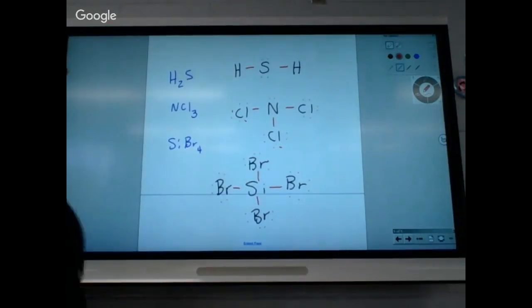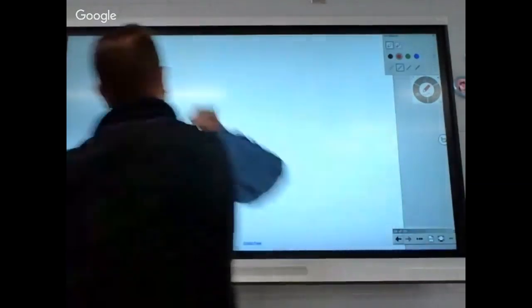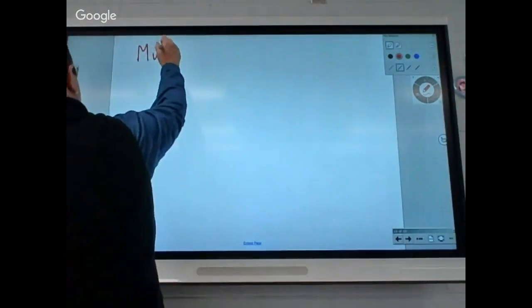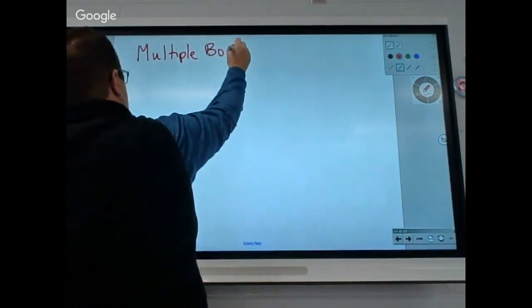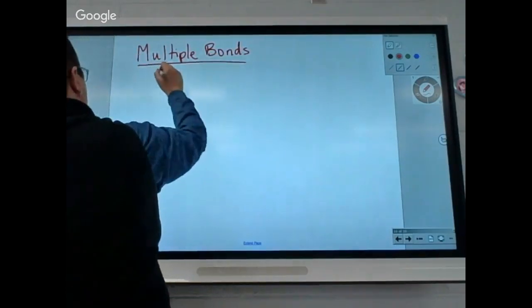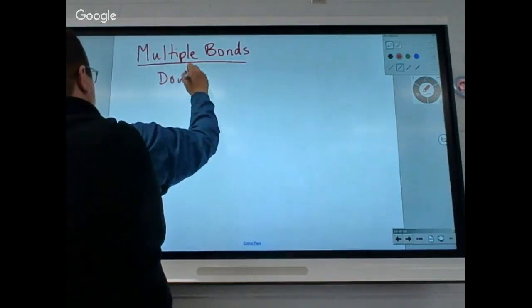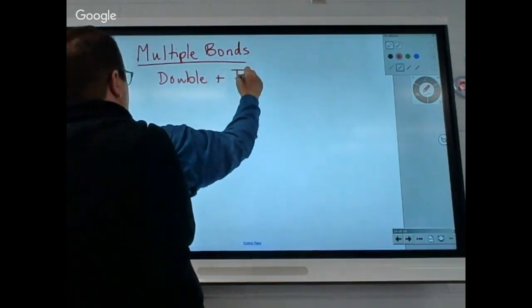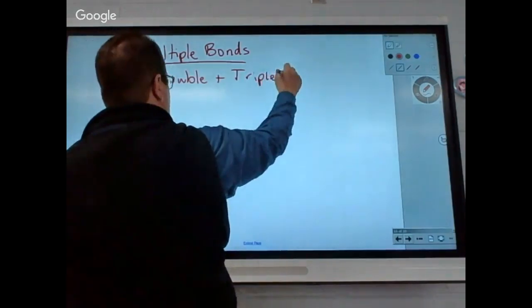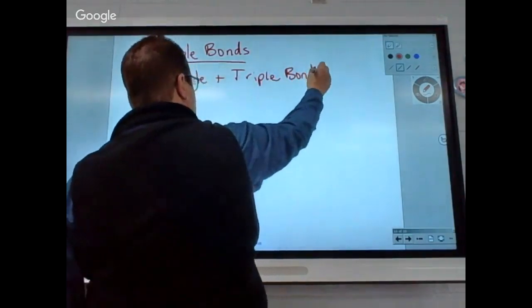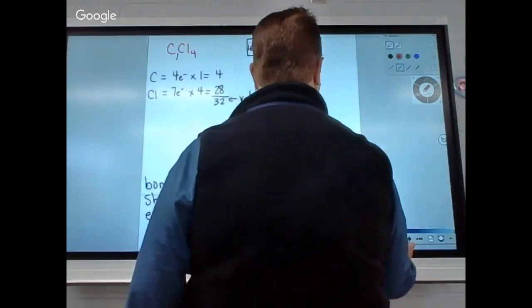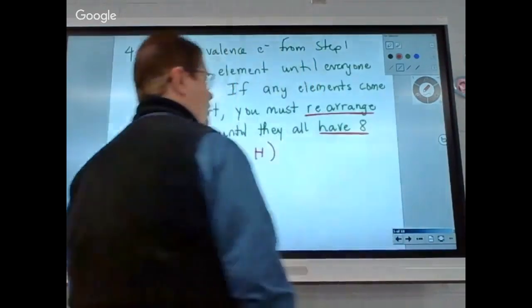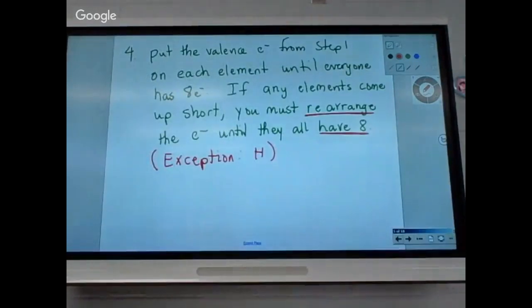All right, let's talk about multiple bonds. Multiple bonds are double and triple bonds. Now, this is where this part of our steps come from.